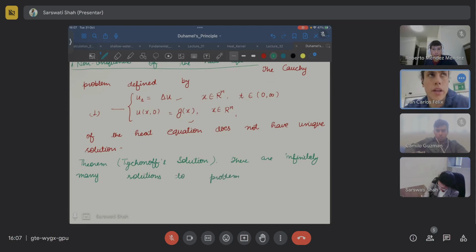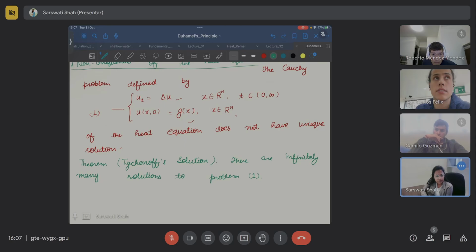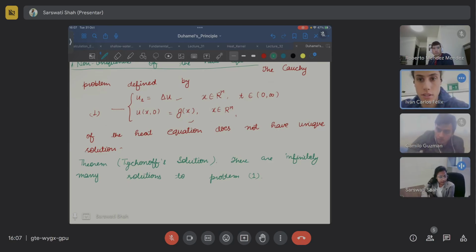Is there a theorem that assures you that if a differential equation doesn't have a unique solution, then it has infinitely many, or it can have finitely many solutions? It is infinitely many. Yeah, it's just one or infinite, right?